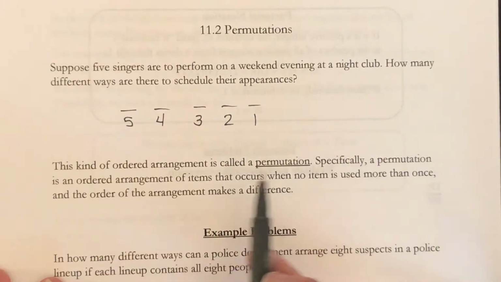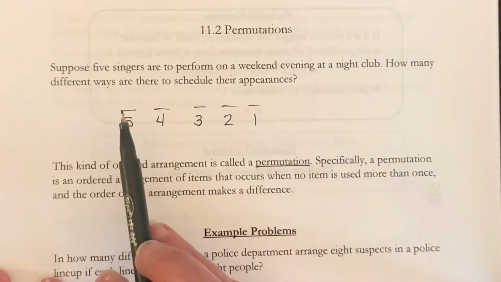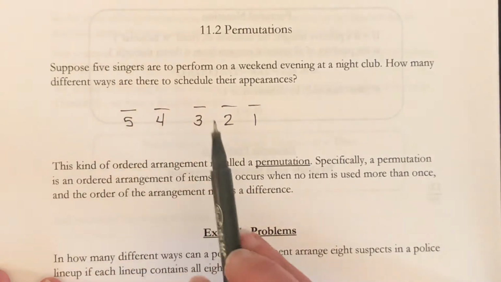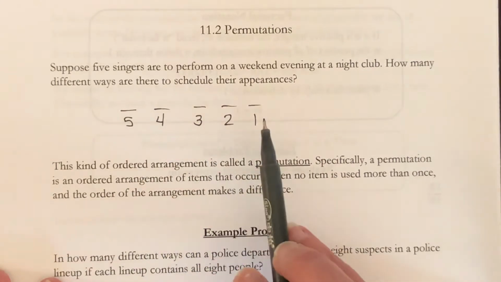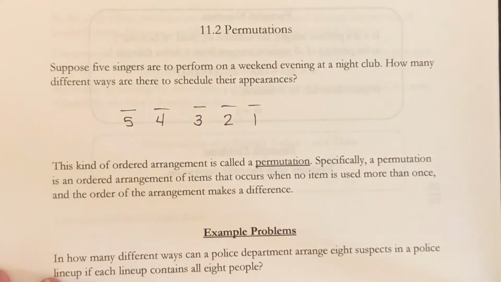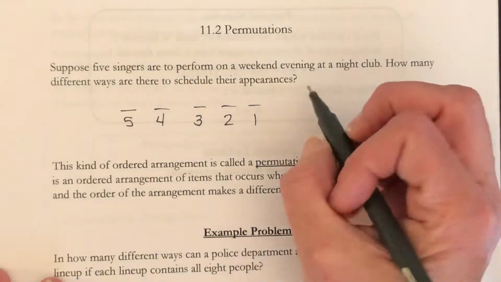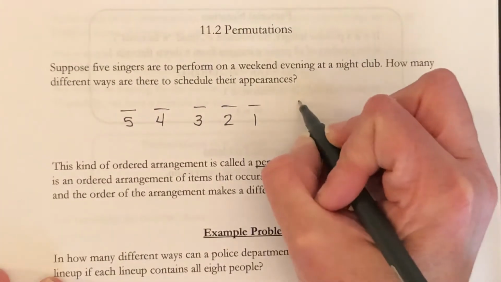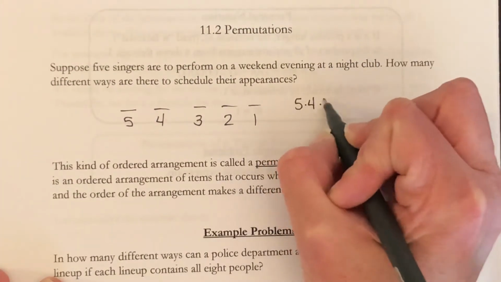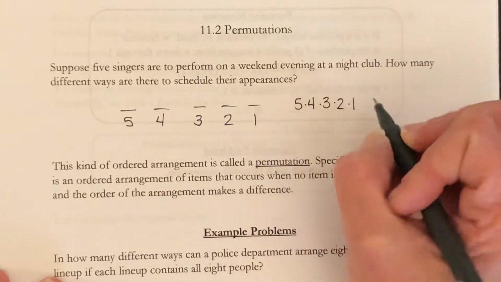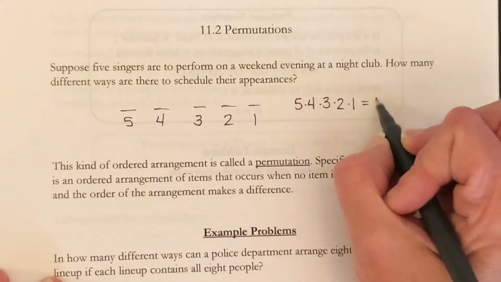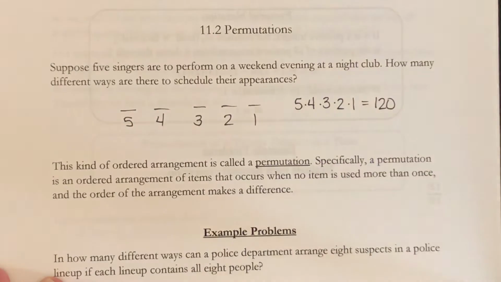So what we have here is we have to choose from 5 here, 4 here, 3 here, 2 here, 1 here. So applying the fundamental counting principle, the number of ways we can do this is 5 times 4 times 3 times 2 times 1. And if you multiply that out, you get 120. There are 120 different ways that we could order those 5 singers and have them perform.